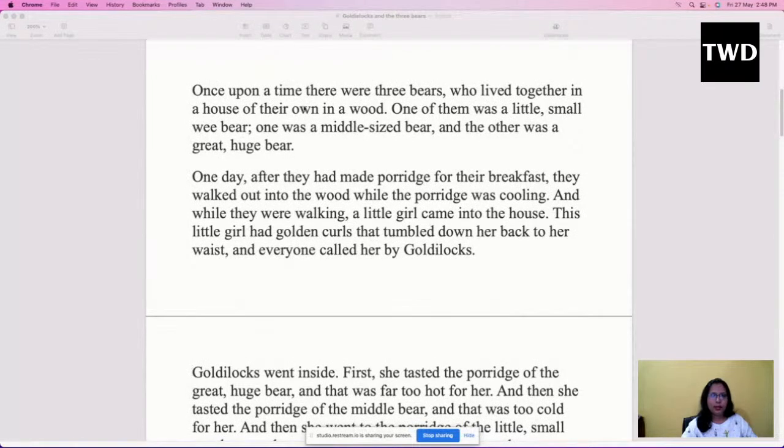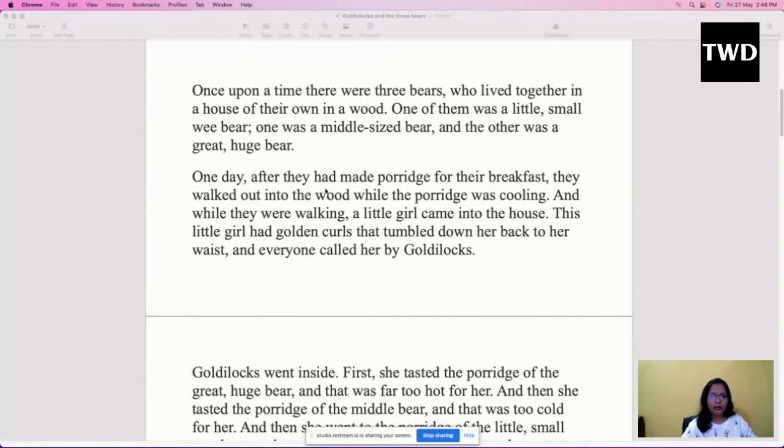Once upon a time, there were three bears who lived together in a house of their own in a wood. One of them was a little small wee bear. One was a middle sized bear, and the other was a great huge bear.